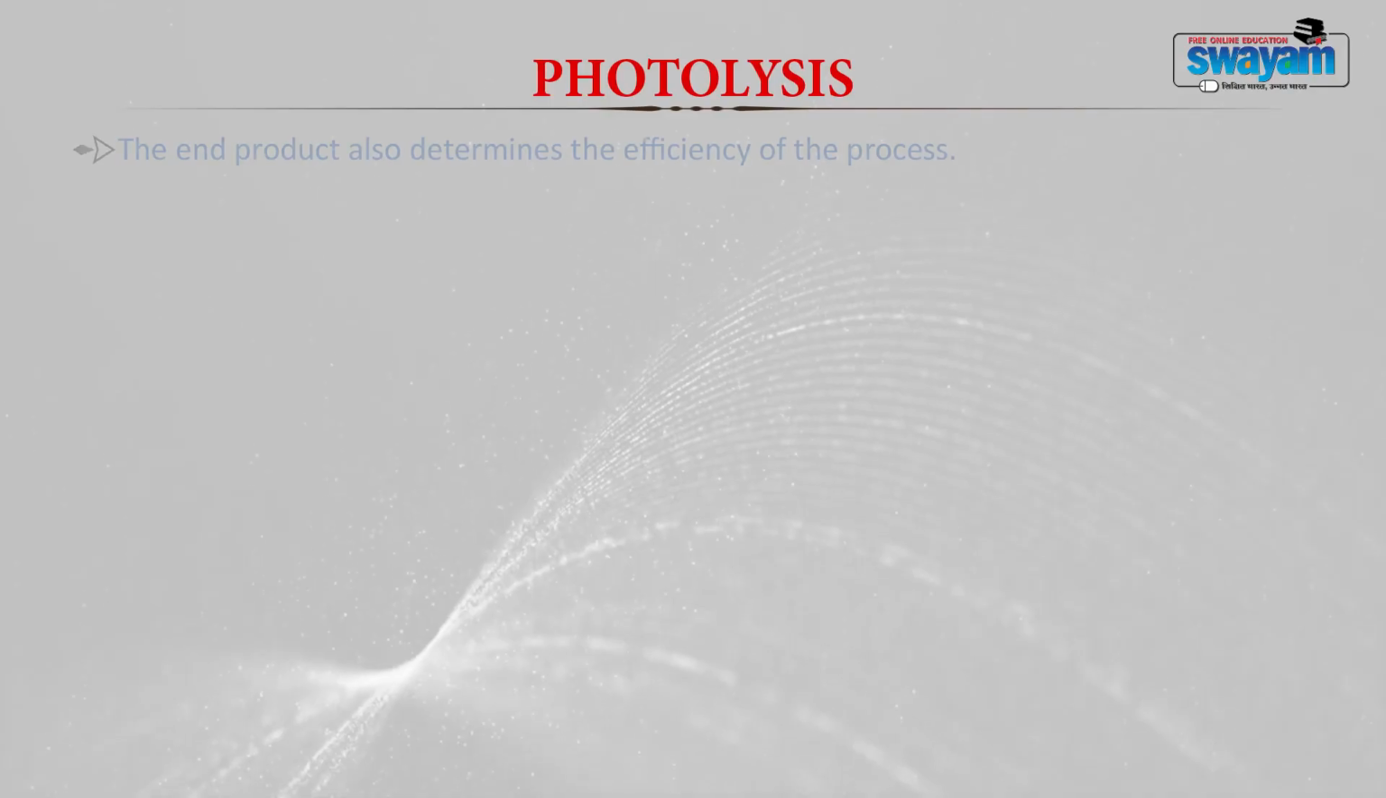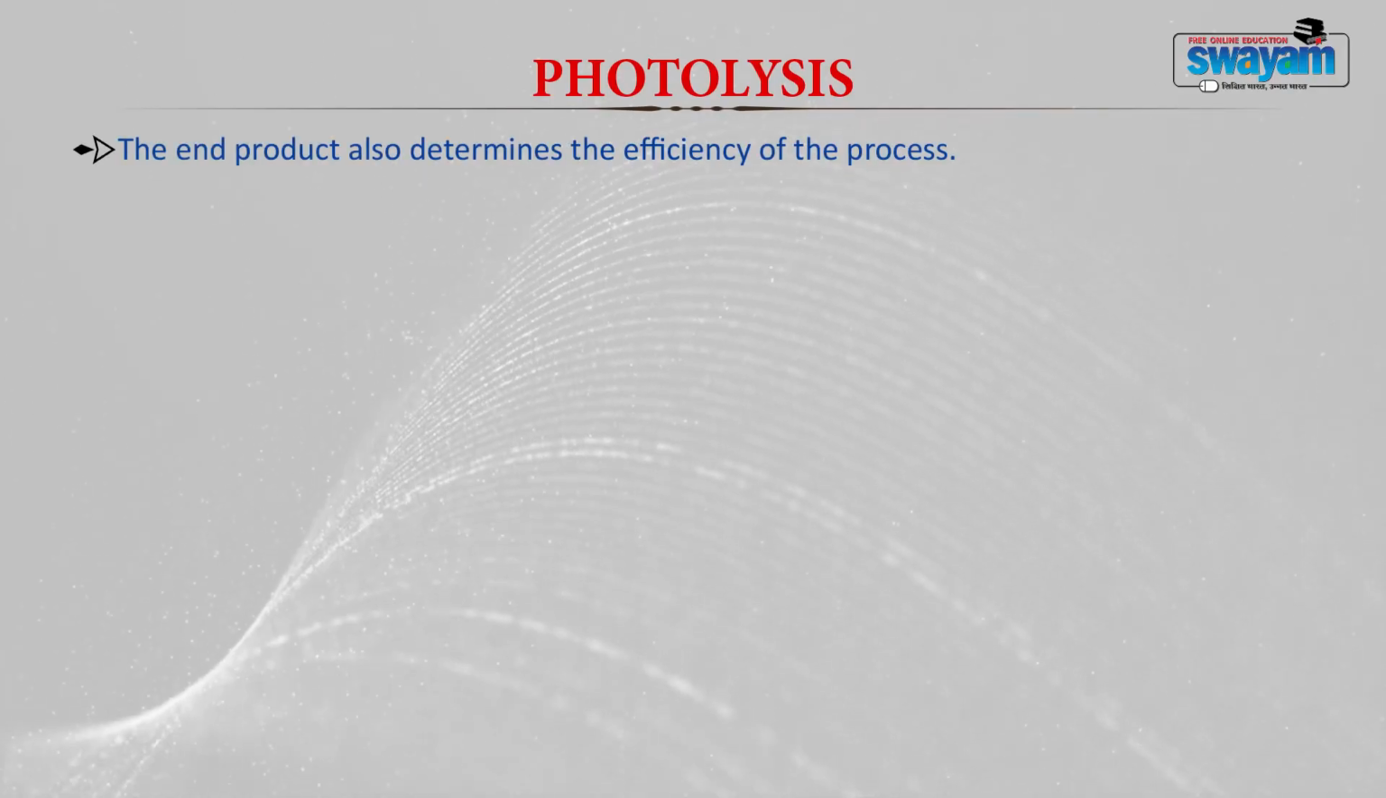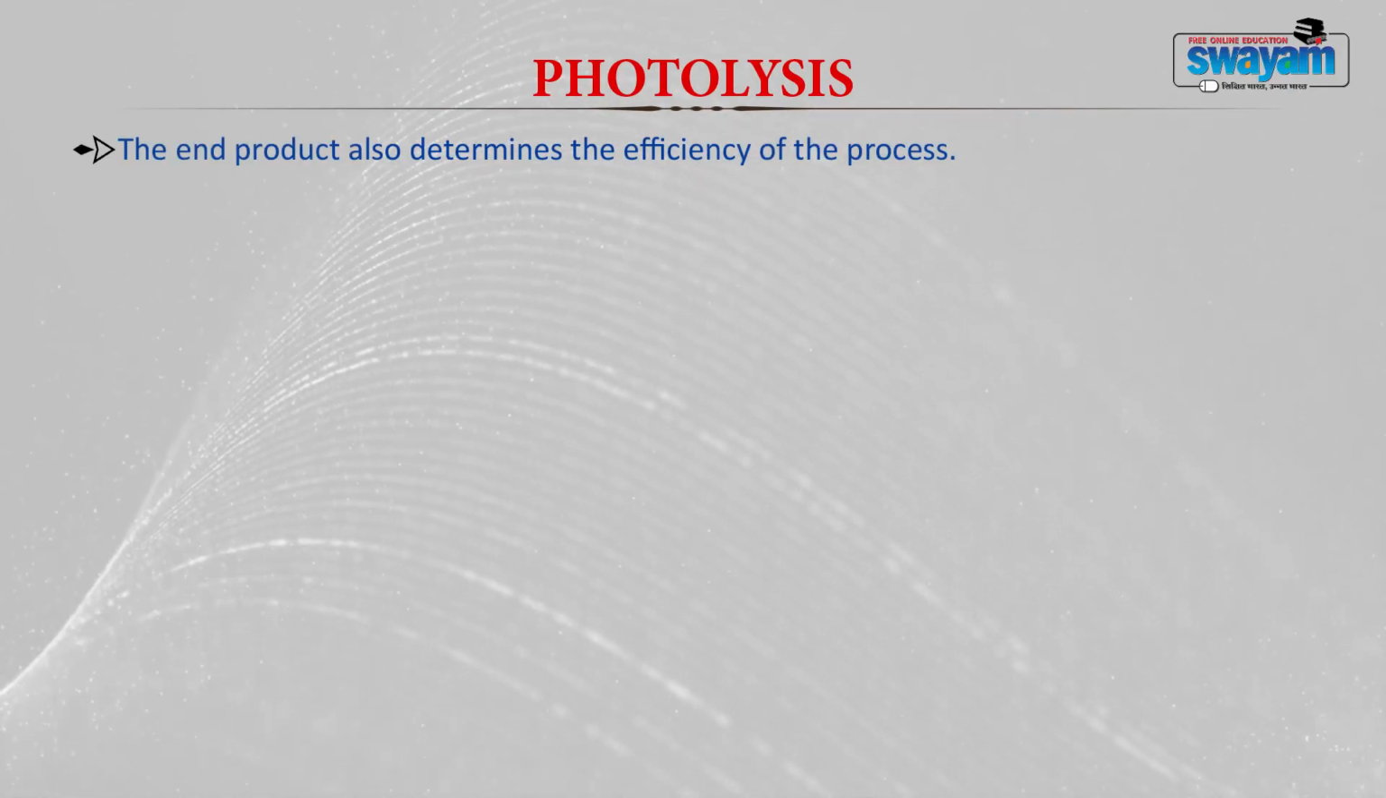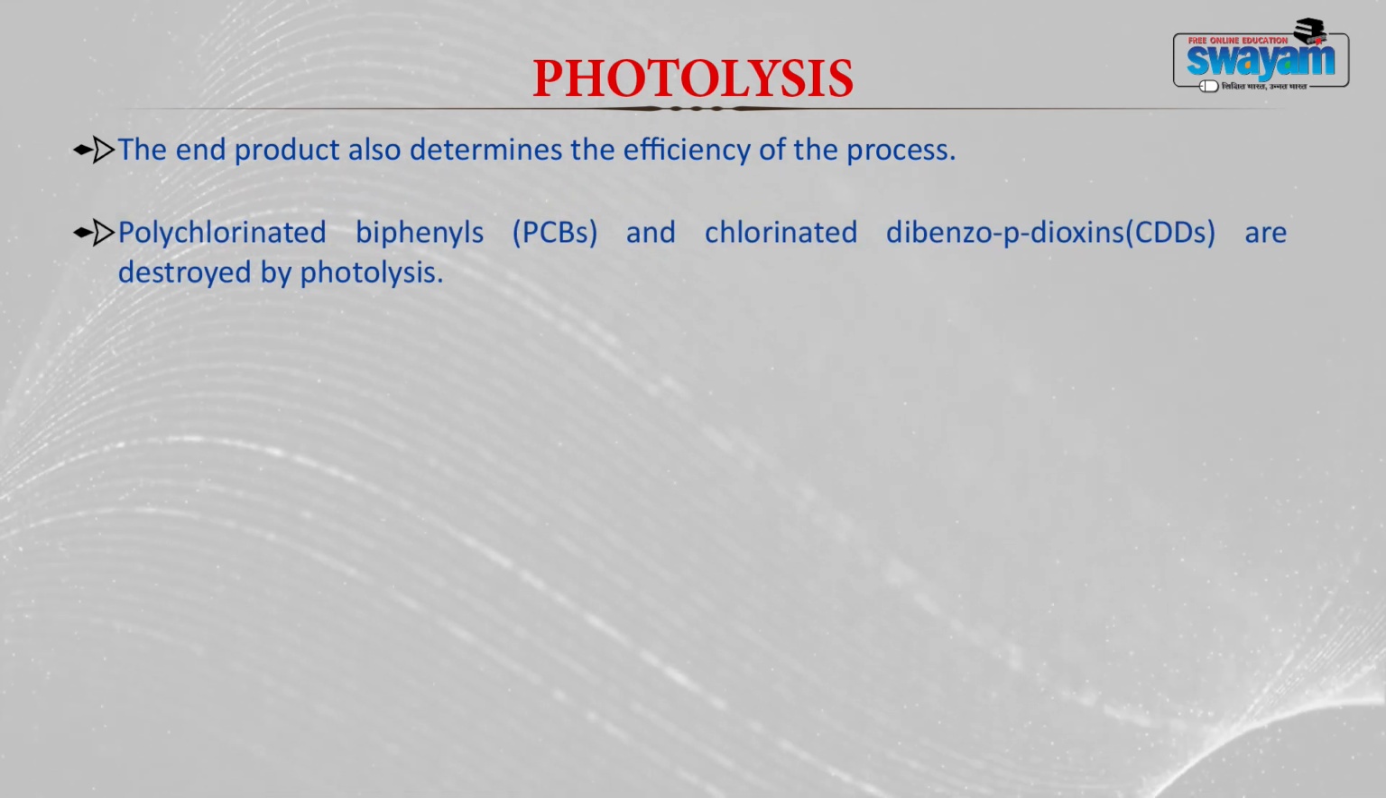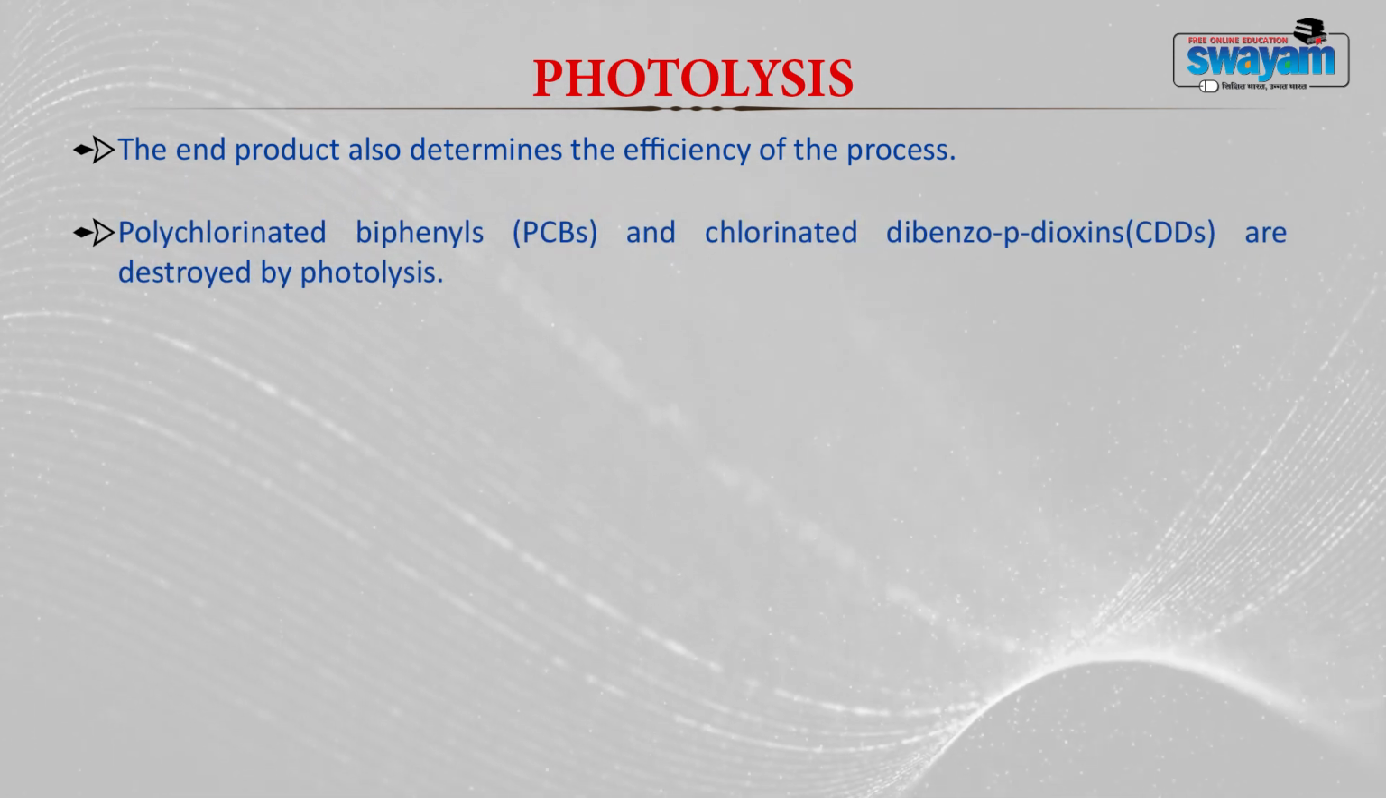The success or effectiveness of the process will generally depend on the chemical structure of the compound, the efficiency of the radiation source, and the medium in which the reaction is generally carried out. Now, the end product also determines the efficiency of the process. PCBs and CDDs are generally destroyed by the photolysis process.